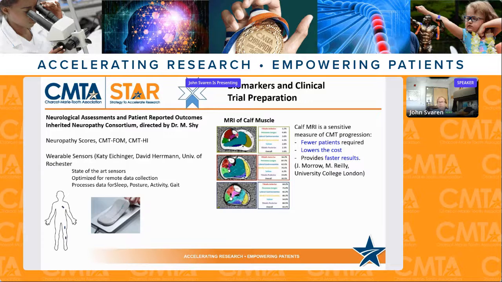But nonetheless, this turns out to be one of the most sensitive ways to measure the progression of CMT1A. And we're hoping that use of this kind of assessment would allow clinical trials to proceed with a fewer number of patients, which lowers the cost and provides results within 6 to 12 months rather than 2 to 3 years. And this has really been spearheaded by Mary Riley and Jasper Morrow in London.